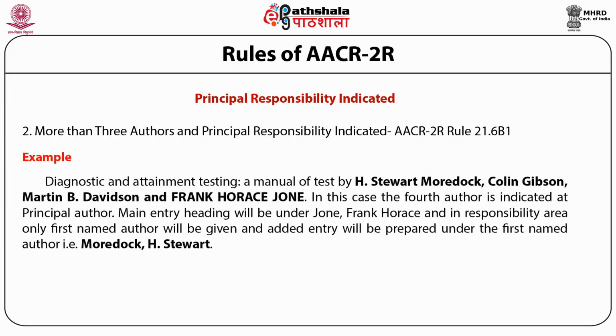Example: Diagnostic and Attainment Testing, a Manual of Tests by H. Stewart Murdoch, Colin Gibson, third author Martin B. Davidson, and Frank Horace John. In this case, the fourth author is indicated as principal author. Main entry heading will be under John, Frank Horace, and in the responsibility area only the first named author will be given, and added entry will be prepared under the first named author, that is Murdoch, H. Stewart.